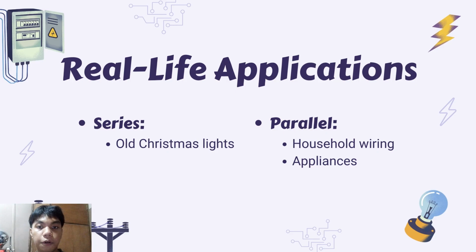Now, in contrast, household wiring uses parallel circuits so that appliances can work independently. For example, turning off one appliance does not affect the other appliances. Parallel circuits are also used in modern buildings, electronics, and power distribution systems because they are more flexible and reliable. These real-life applications show how understanding circuit design is important in everyday life and technology.